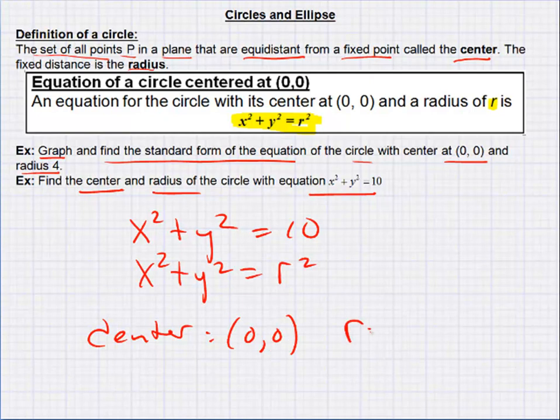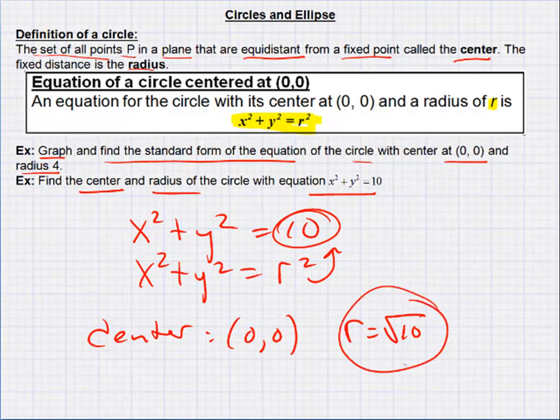And as far as the radius goes, this is r squared. So if r squared equals 10, then r equals the square root of 10. Now, you don't have to do plus and minus, you just do the square root, because r is a distance, so it's always positive or 0. So in this case, positive square root of 10. That's it. There's not much to these questions because circles are fairly simple.